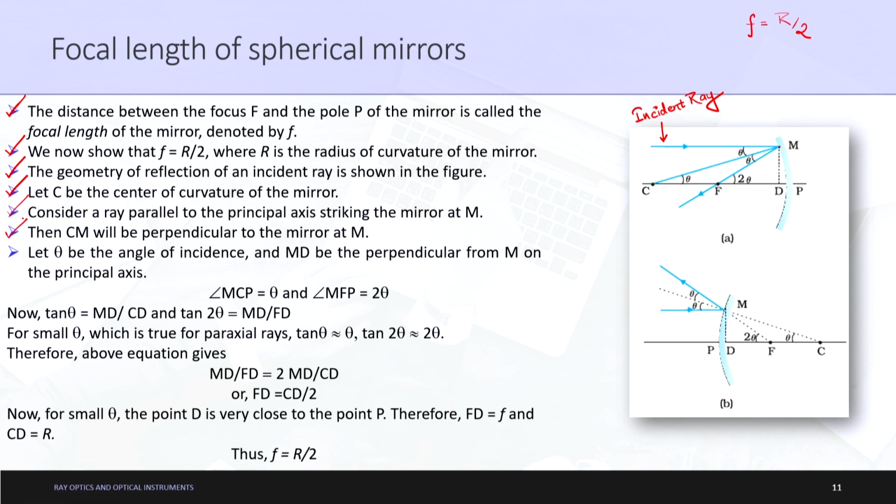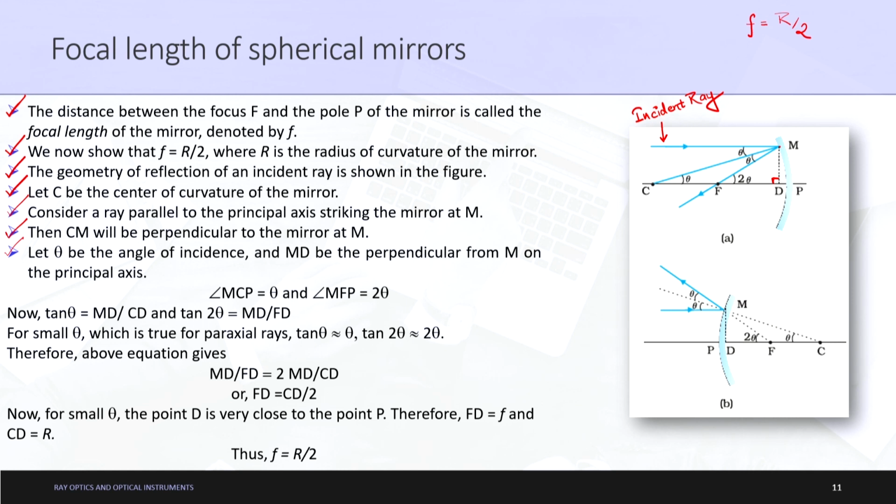Next, let theta be the angle of incidence, quite evident. So, this will be the angle theta, which is angle I, and it is equal to angle R, and this angle will also be equal to theta. Let MD be the perpendicular from M on the principal axis. What does perpendicular mean? Basically this angle is 90 degrees.